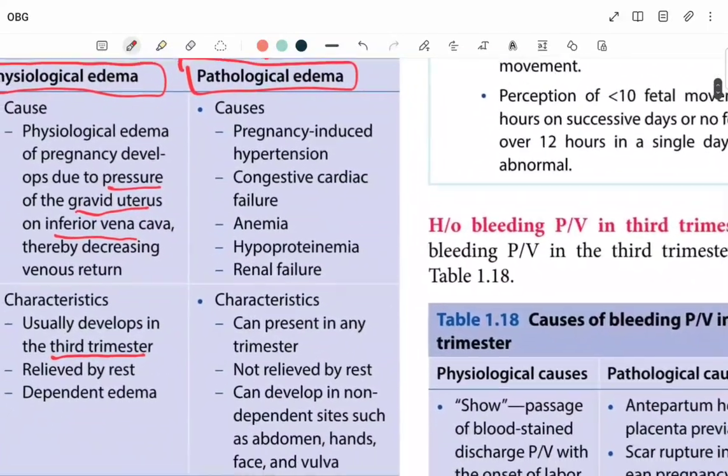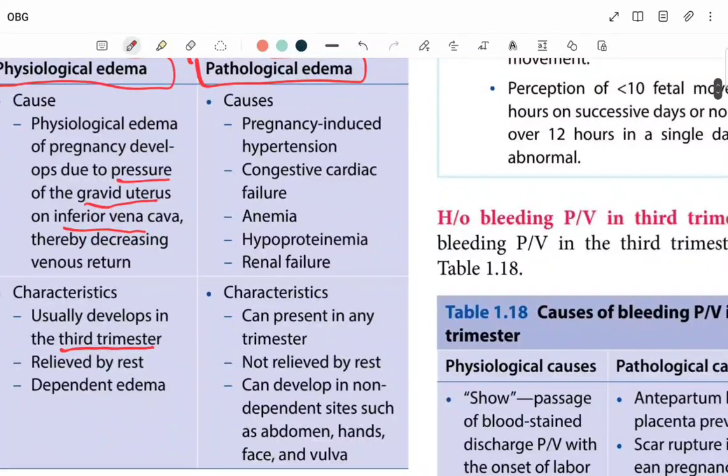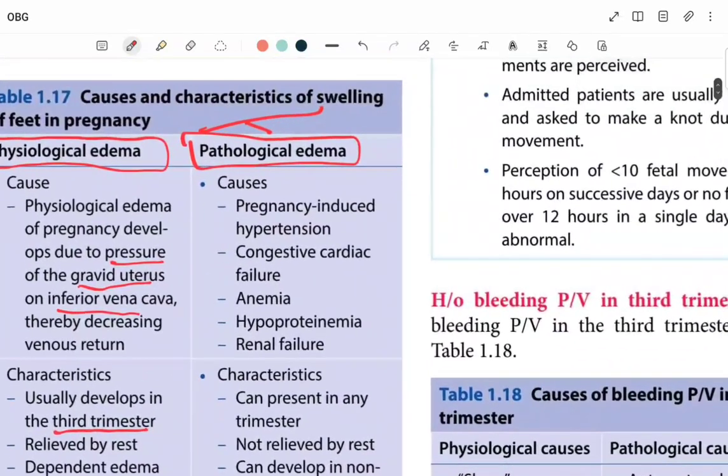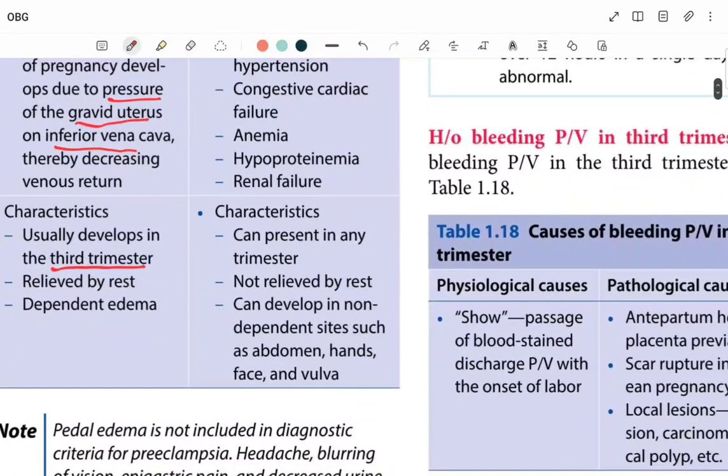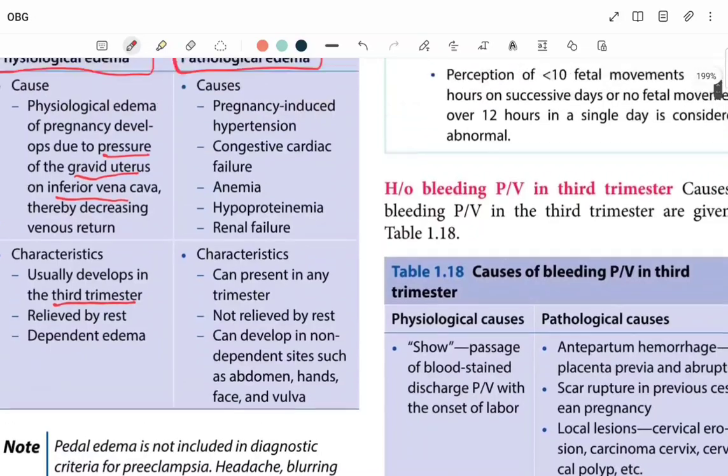Pathological edema causes are pregnancy induced hypertension, congestive cardiac failure, anemia, hypoproteinemia and renal failure. So these are the causes for pathological edema. Characteristics: it can present in any trimester, is not relieved by rest, and can develop in non-dependent sites such as abdomen, hands, face and vulva.